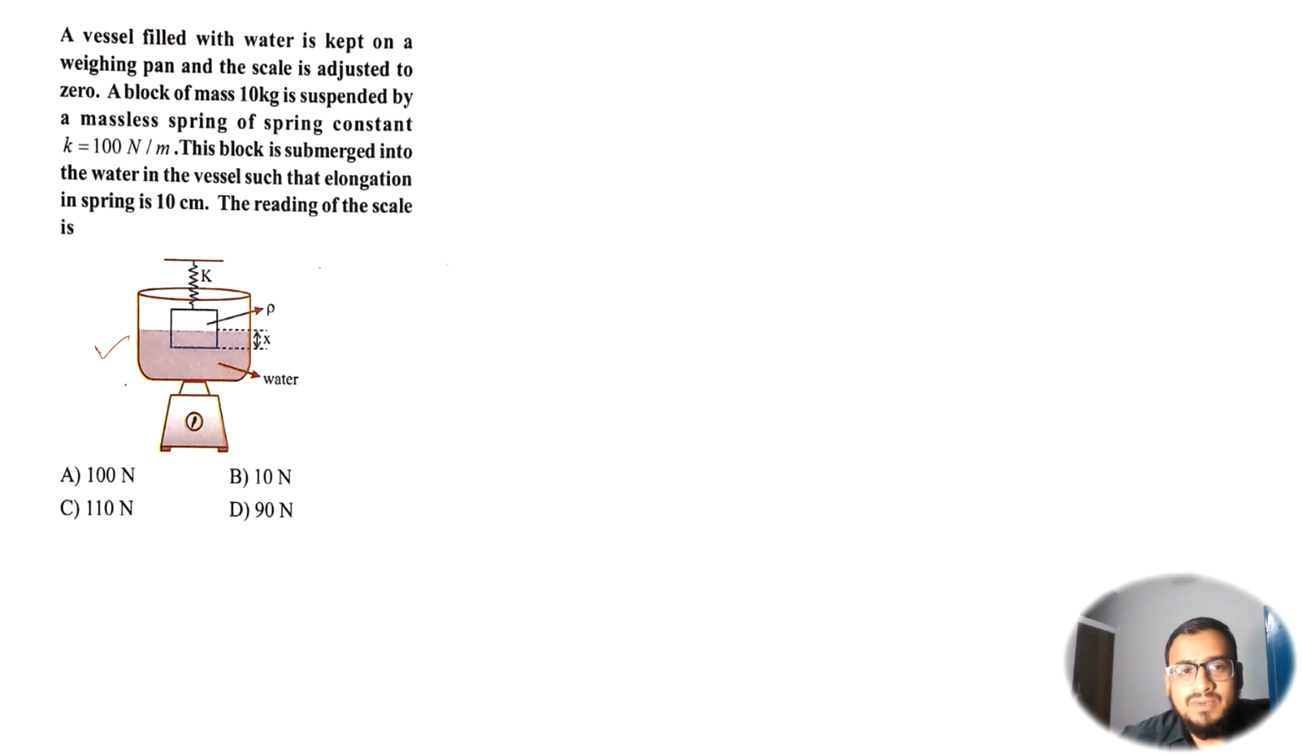A block of mass 10 kg, as you can see, is suspended by a massless spring, with the spring constant K value given. This block is submerged into the water in the vessel such that the elongation in the spring is 10 centimeters. How much is it submerged?